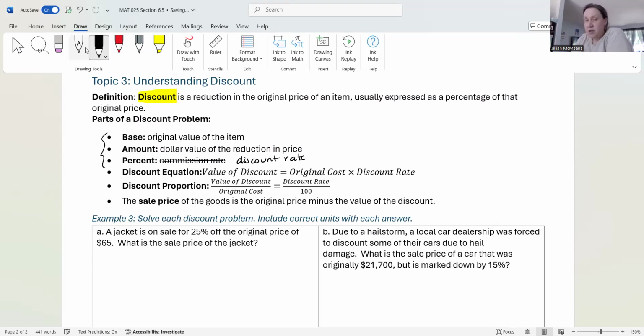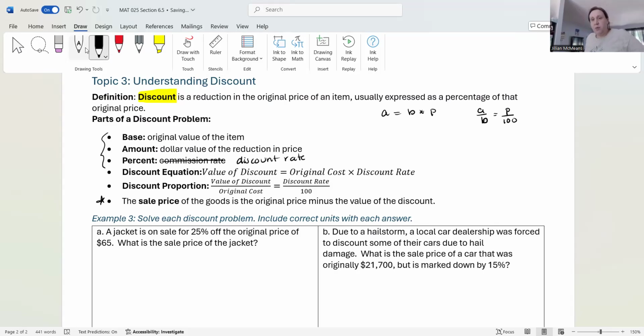Now we have our discount equation and our discount proportion. Remember, the regular equation is the amount equals the base times the percent. And the regular proportion is the amount divided by the base is the percent divided by 100. We have those same equation and proportions, but we've plugged in new words to represent amount, base, and percent. So the discount equation is the value of the discount equals the original cost times the discount rate. And the discount proportion is the value of the discount divided by the original cost equals the discount rate divided by 100.